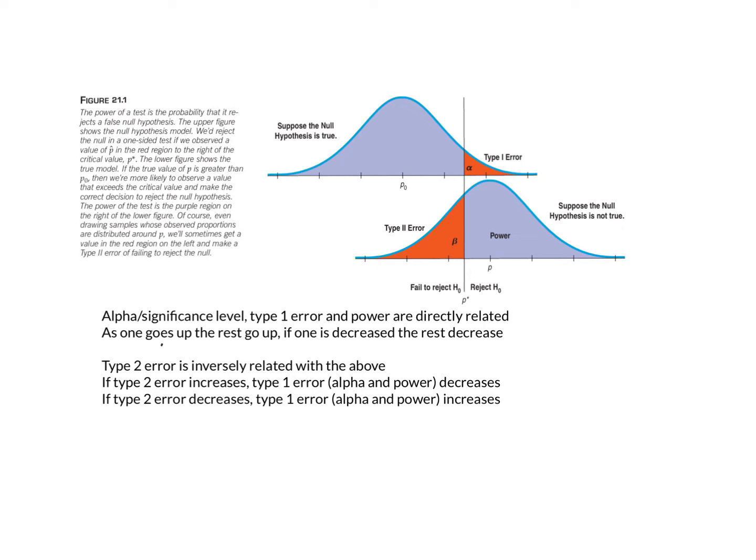If I increase type 2 error, then type 1 error decreases. I can't have them both decreasing at the same time unless I increase my sample size. If I increase my sample size, my models get narrower because the standard deviation gets smaller and both of those areas shrink. I'm going to type that in here for you.